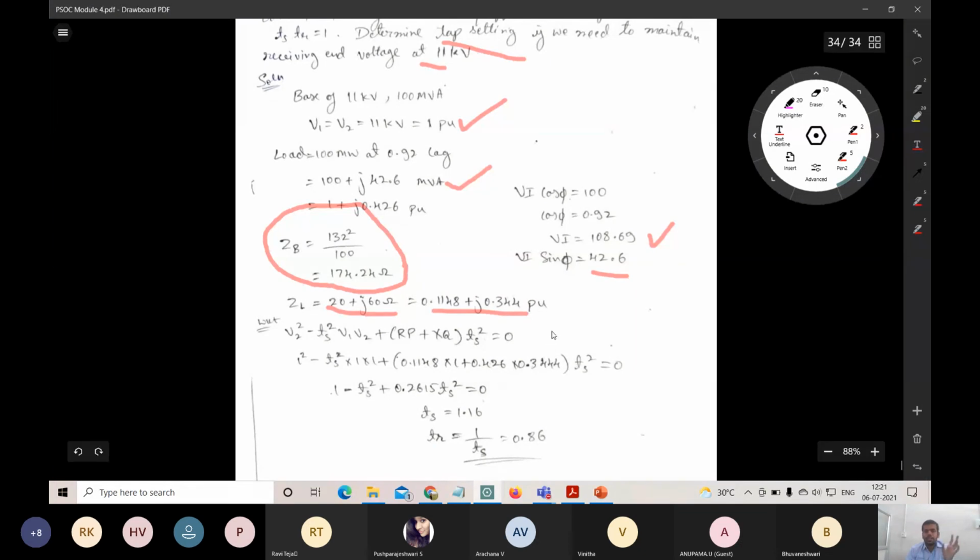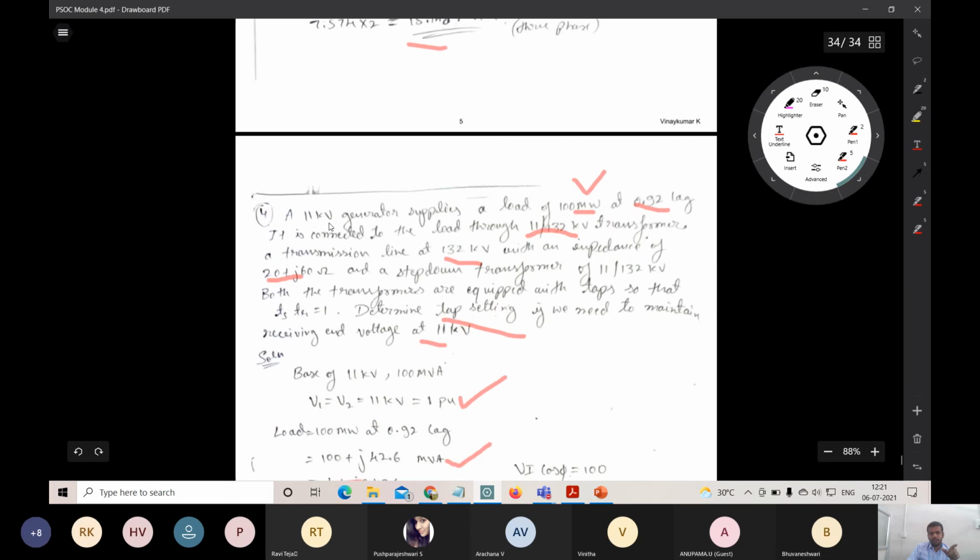Now the final equation to calculate the tap setting. The tap setting equation is V2 square minus TS square. This formula you have to remember in order to calculate the tap setting. There is no other way. You have to remember V2 square minus TS square V1 V2 plus RP plus XQ TS square. TS is what we have to calculate. V1 is 1, V2 is 1. R is given, what is R? That is 20.